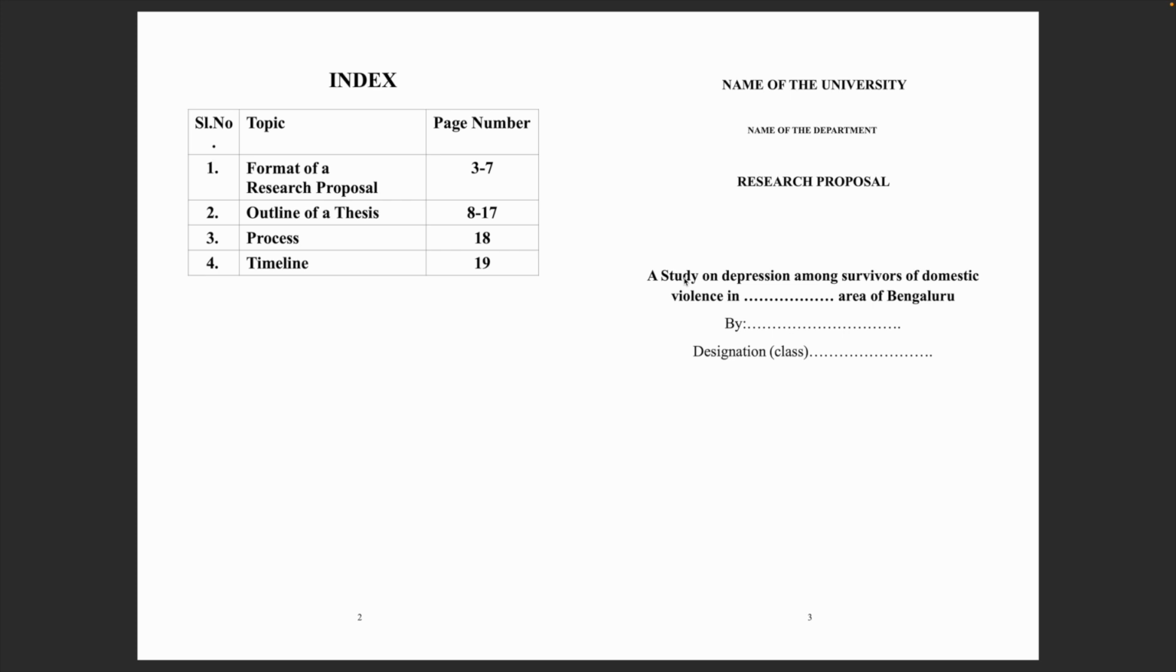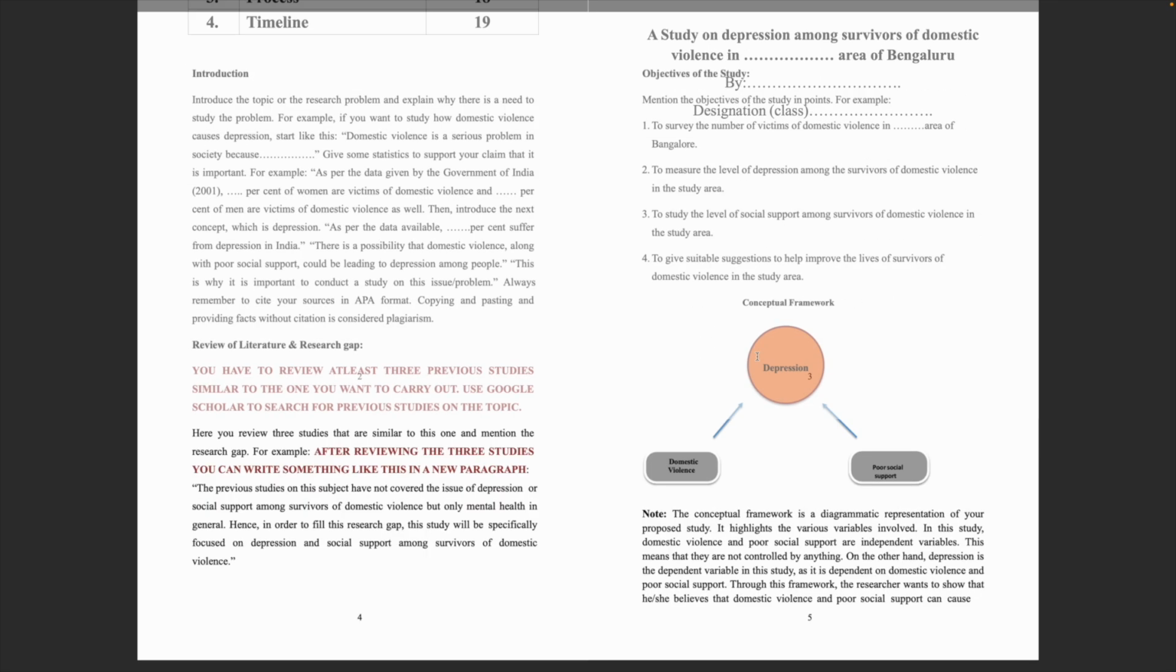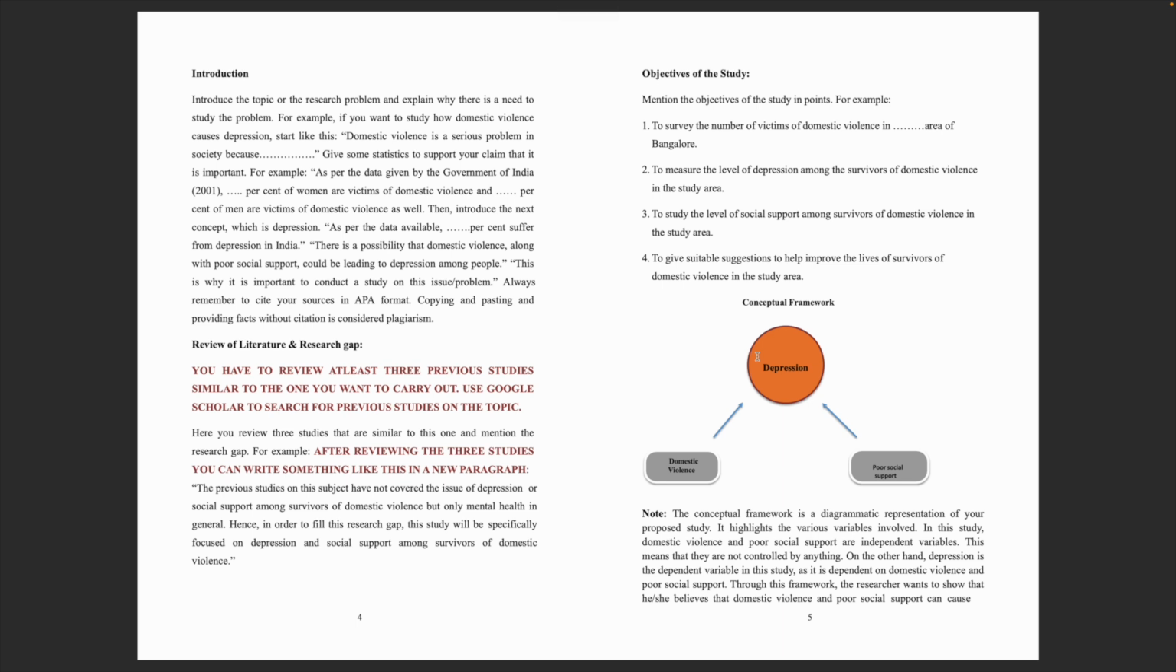So this is how the research proposal format should generally look like. I've just given a small example over here: the name of the university, department, the title, and by whom the research is by, and then the designation. Now, when you look at the research proposal, we have different parts. We have introduction, review of literature, objectives, conceptual framework, and so on.